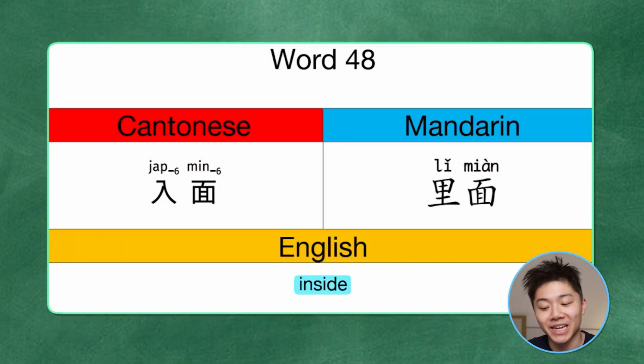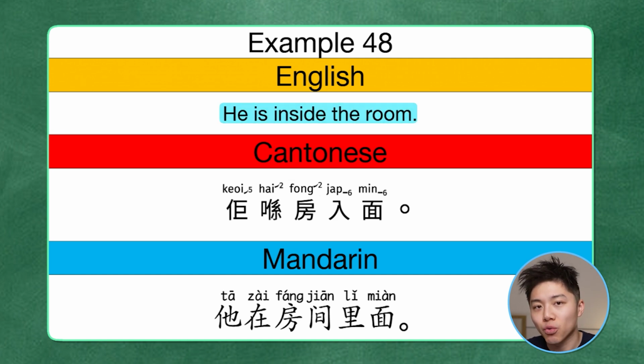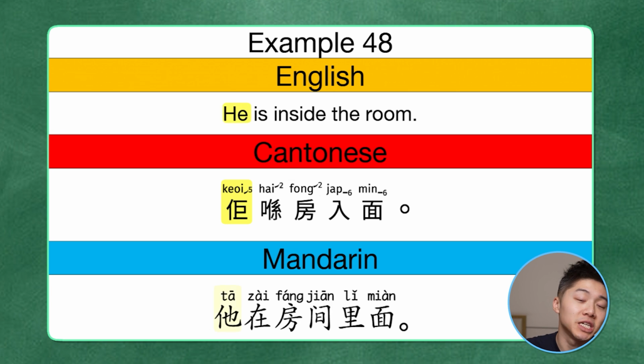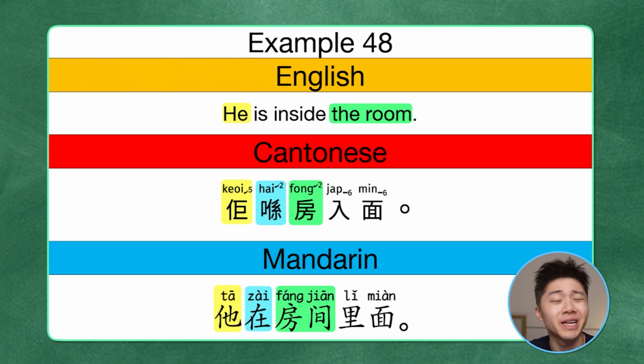Next word is inside. In Cantonese, we say 入面. In Mandarin, we say 里面. So for example, he is inside the room. In Cantonese, we say 佢喺房入面. In Mandarin, we say 他在房間里面. So in Cantonese, 佢 means he, she, it. In Mandarin, 他. 喺 means at, in Mandarin, 在. 房 in Cantonese indicates a room. In Mandarin, we always say 房間 to indicate a room. Then finally we have 入面. In Mandarin, 里面.